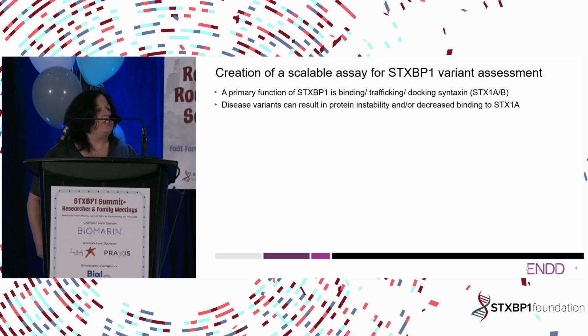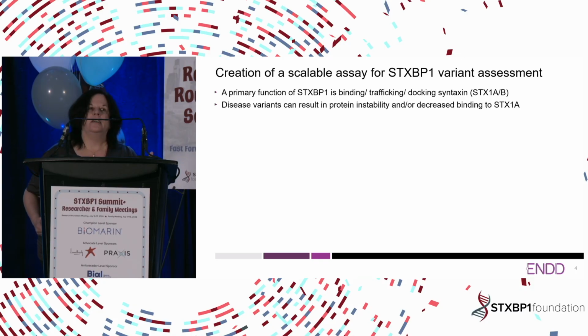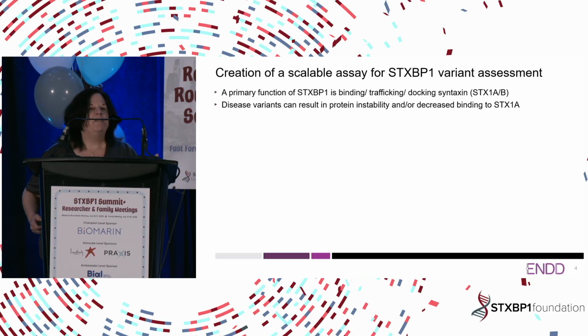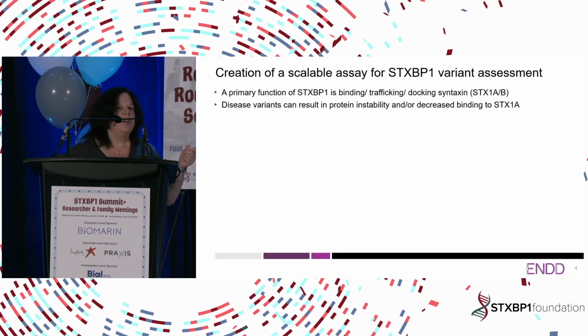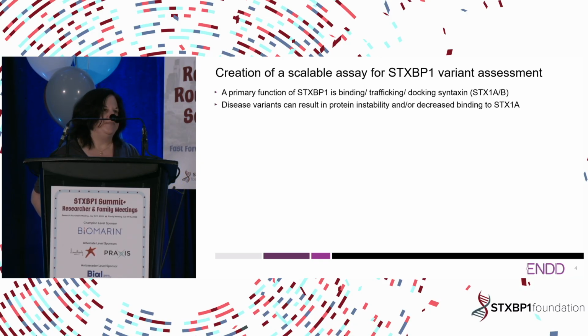Now, for the creation of an assay, I took two separate premises. One, that a primary function of STXBP1 is the binding to, trafficking, and docking of syntaxin. It can be syntaxin 1A, syntaxin 1B. We've also heard about other syntaxins. For the purposes of this, I have used syntaxin 1A. Two, disease variants have been known to result in protein instability and/or decreased binding to syntaxin.